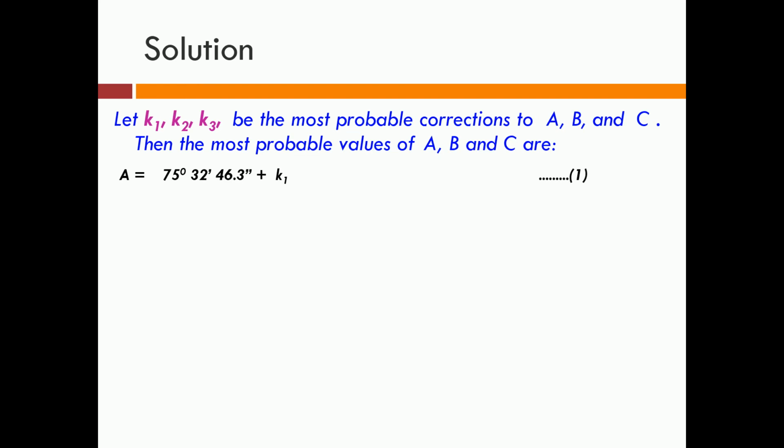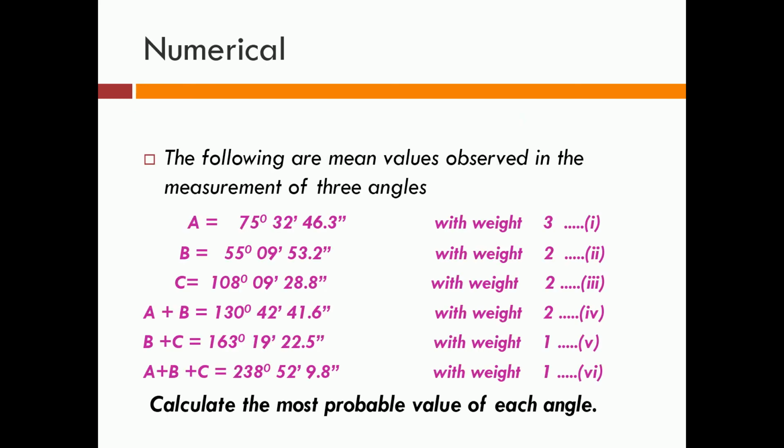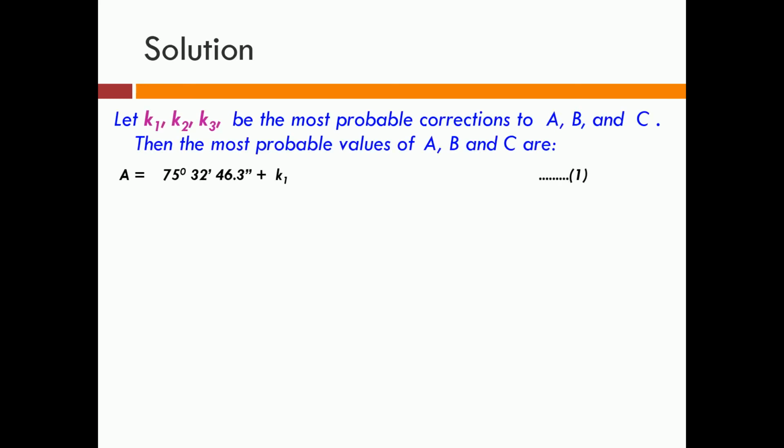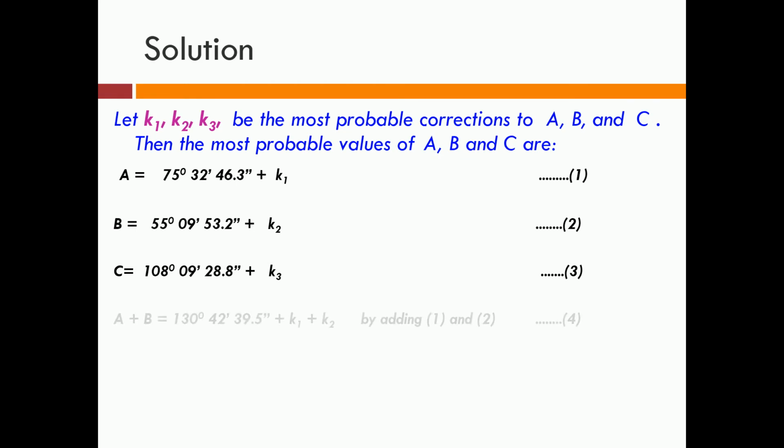So you will get the new set of equations. This is the newly formed equation. Angle A is equal to 75 degrees 32 minutes 46.3 seconds. Purposely I have used a different color here. For the original equation the color is this one, and for the newly formed equation the color is black. So this is the newly formed equation for A. Then for B, 55 degrees 9 minutes 53.2 seconds plus K2. Then C, 108 degrees 9 minutes 28.8 seconds plus K3. Then angle A plus B is measured, so 130 degrees 42 minutes 39.5 seconds plus K1 plus K2.